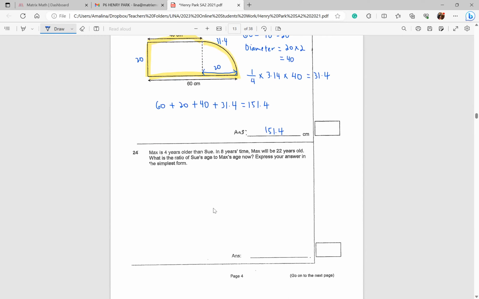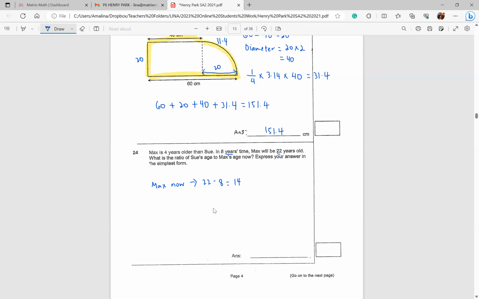Okay, now let's find Max's age now because you're given information about Max's age. So how do you find Max's age now? Since he will be 22 years old in 8 years' time in the future, if I want to find his age now, we'll subtract off 8 from my 22. Okay, so 22 minus 8, his age now is actually 14.